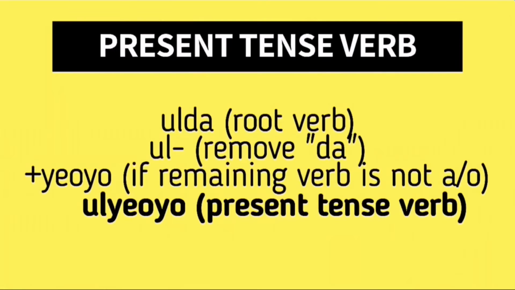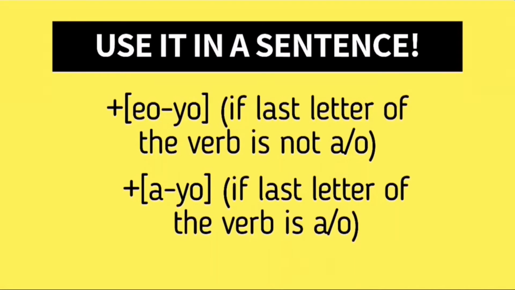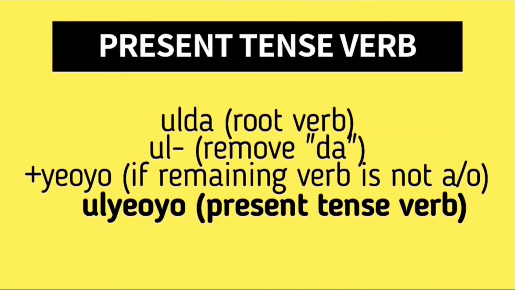Now let's proceed with how ulta is transformed into 울어요. So initially we have ulta, this is our verb, and the first step is to remove da. So now we're left with ul. And as we have mentioned before, we'll have to choose a suffix to add to ul. And as you can see, it's oyo that's added to ul. So why did we choose oyo? It's because the last vowel sound of ul is not a or o. So this time we will use oyo instead of ayo.